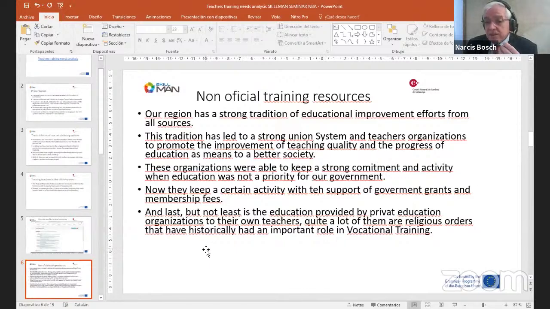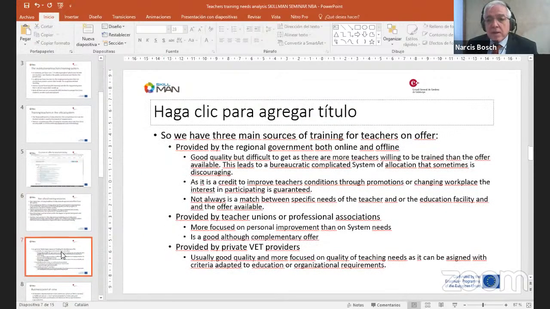And last but not least, there is the education provided by private education organizations to their own teachers. Quite a lot of them are religious orders that have historically had an important role in vocational training. So we have three main sources of training for teachers on offer. Those provided by the regional government, both online and offline. All the systems have online and offline offers.